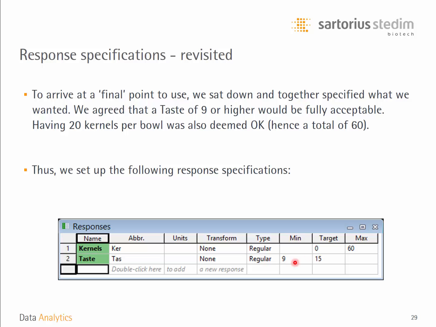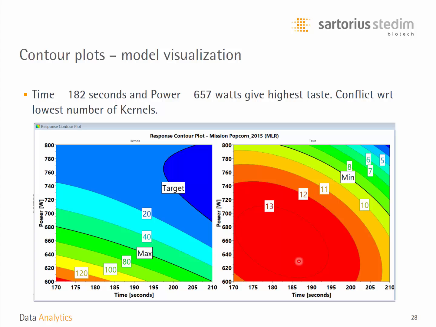Now with these specifications, we can go back to the two plots that we were looking at on the foregoing slide. And you can see now that these settings are emphasized by a slightly widened or thickened line thickness of these black lines. Here we have the maximum of 60 for the number of kernels, and the target of 0 is down here. Whereas for the taste, only the minimum setting is relevant, and here we have 9, and anything down here is then acceptable.